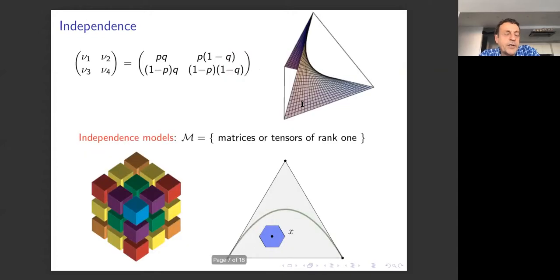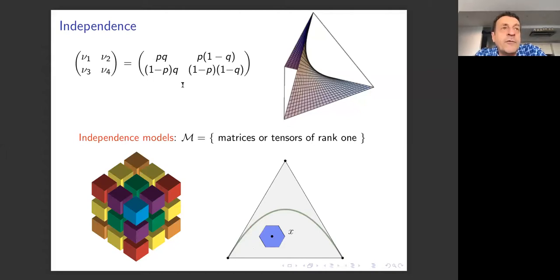Now the model we're going to be interested in here in this talk is the most basic model, the independence model for discrete random variables. So suppose you have 2 binary random variables. Then the joint distribution is given by a 2x2 table. Joint distributions are given by a 2x2 table, and P and Q are the parameters.